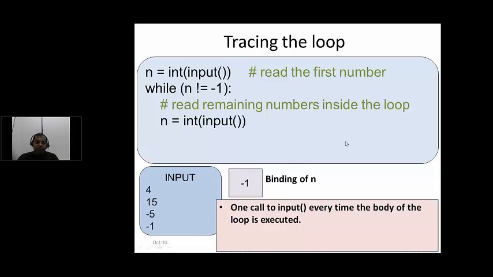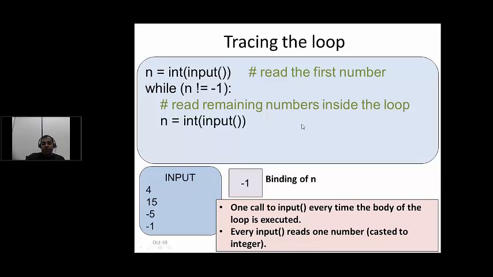Okay. So we notice that there is one call to input every time the body of loop is executed. So even though this program, if you read it, just contains two calls to input, one at line 1 and another at line 4, due to the execution meaning of Python, the second input is called multiple times, one for each time the body of loop is executed. And every input reads exactly one number. And then the outer int casts it to integer.